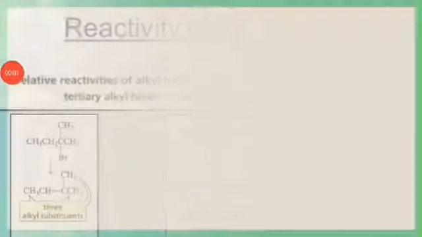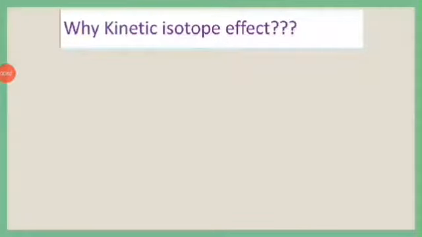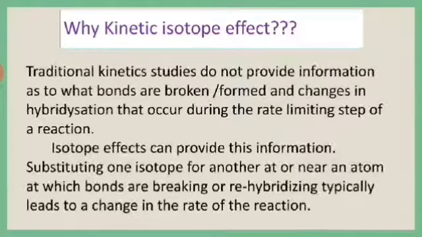Next, evidences of the E2 mechanism. So why is there a necessity of the kinetic isotope effect? This is the first evidence of the E2 mechanism. Traditionally, kinetic studies do not provide information as to what bonds are broken or formed and changes in hybridization that occur during the rate limiting step of a reaction. But isotope effects can provide this information.